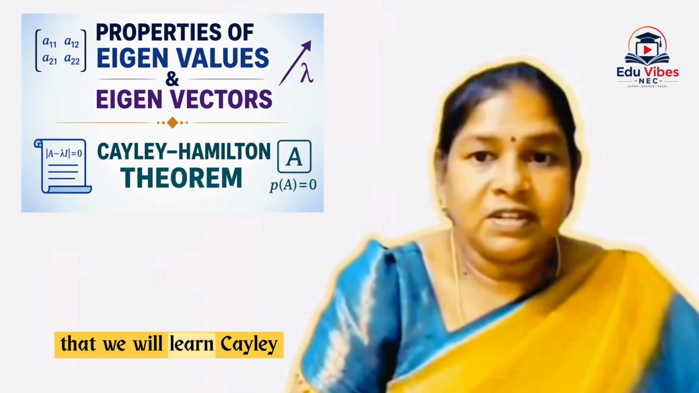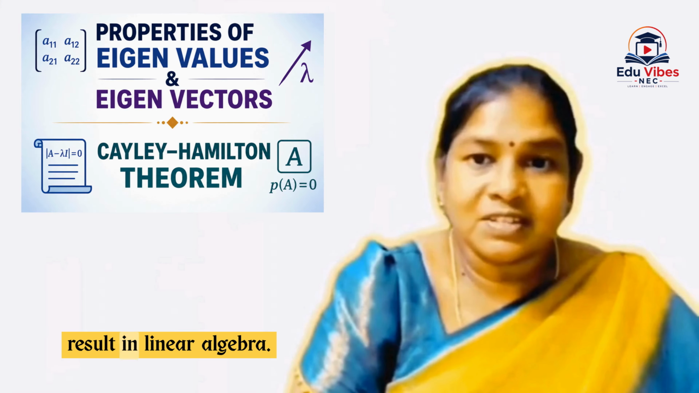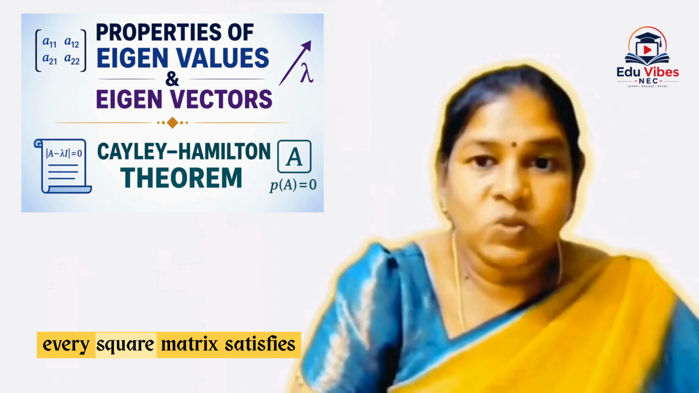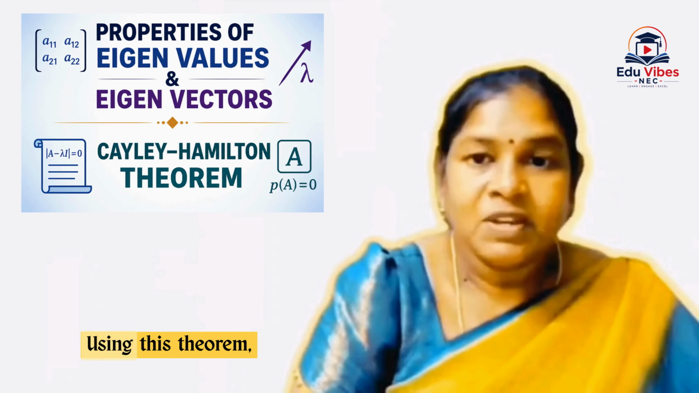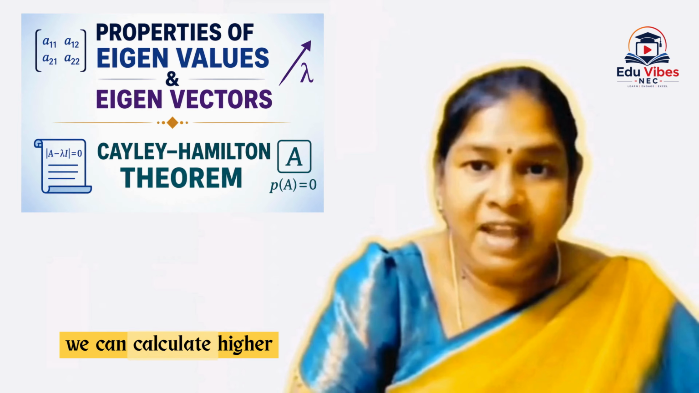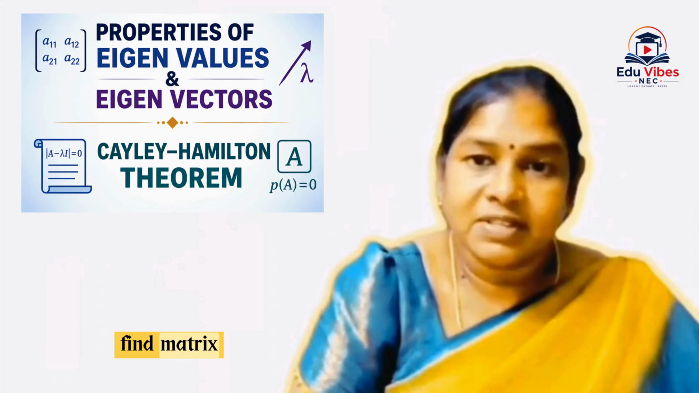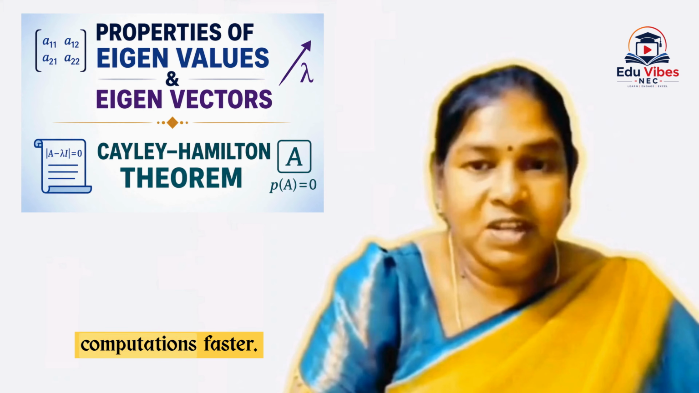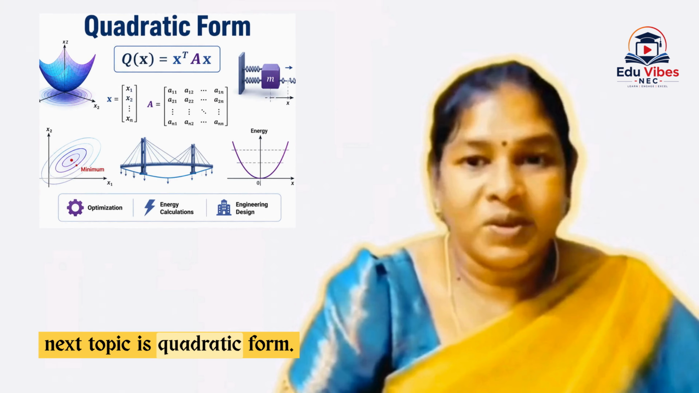After that, we will learn the Cayley-Hamilton theorem, one of the most elegant results in linear algebra. This theorem states that every square matrix satisfies its own characteristic equation. Using this theorem, we can calculate higher powers of matrices and find the matrix inverse more easily, making many engineering computations faster. The next topic is quadratic form.